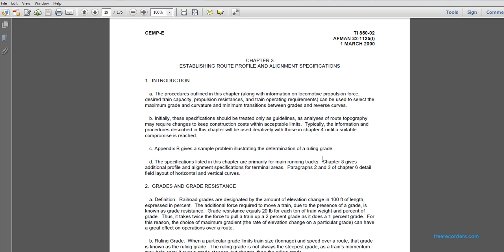D. The specifications listed in the chapter are primarily for main running tracks. Chapter 8 gives the additional profile and alignment specifications for terminal areas. Paragraphs 2 and 3 of Chapter 6 detail the final layout of the horizontal and vertical curves.